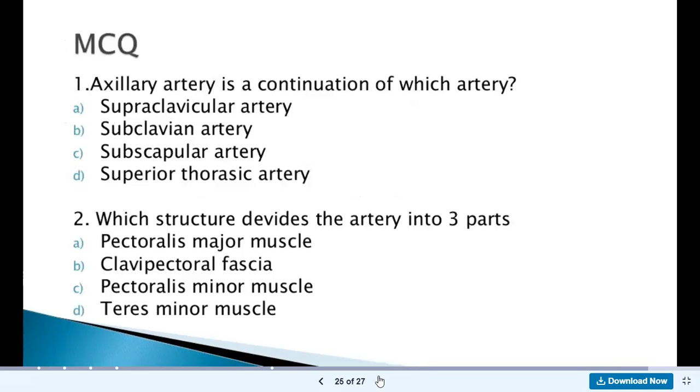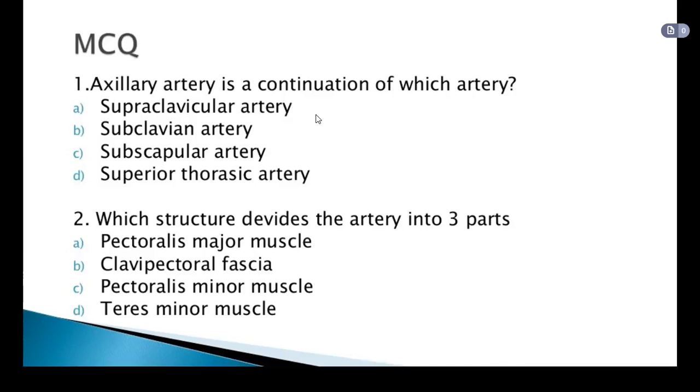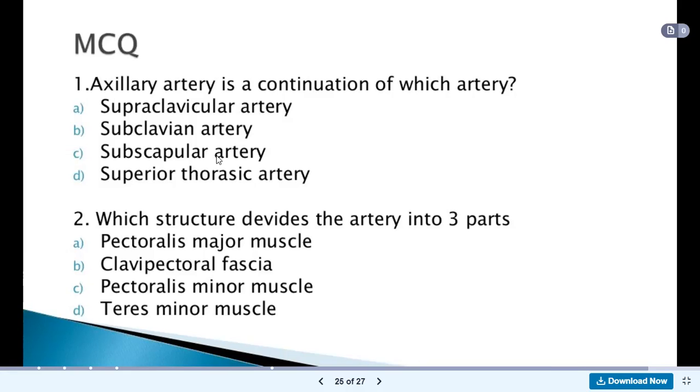Okay, so here you have a few questions. Let's try and see if we can answer these questions. The question says, the axillary artery is a continuation of which artery? A, supraclavicular artery. B, subclavian artery. C, subscapular artery. D, superior thoracic artery. What do you think is the answer?